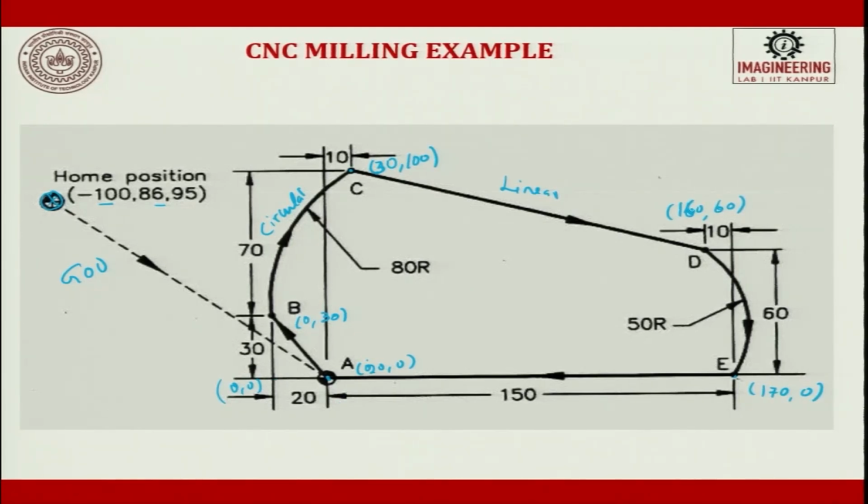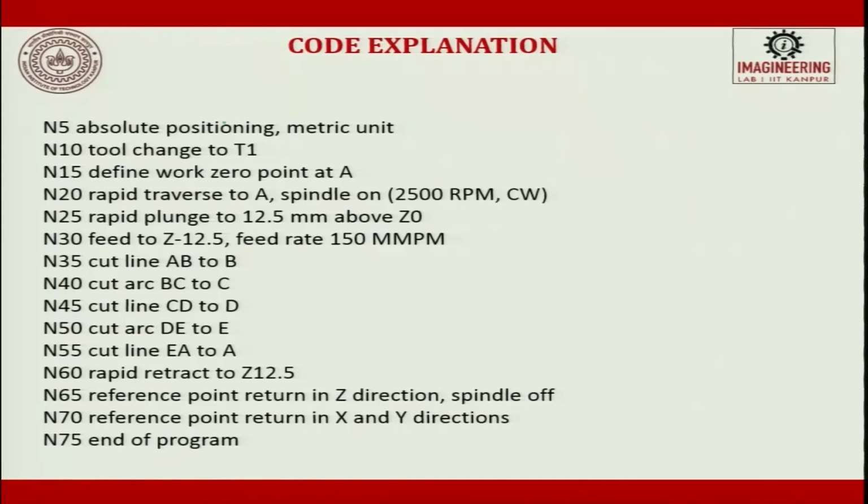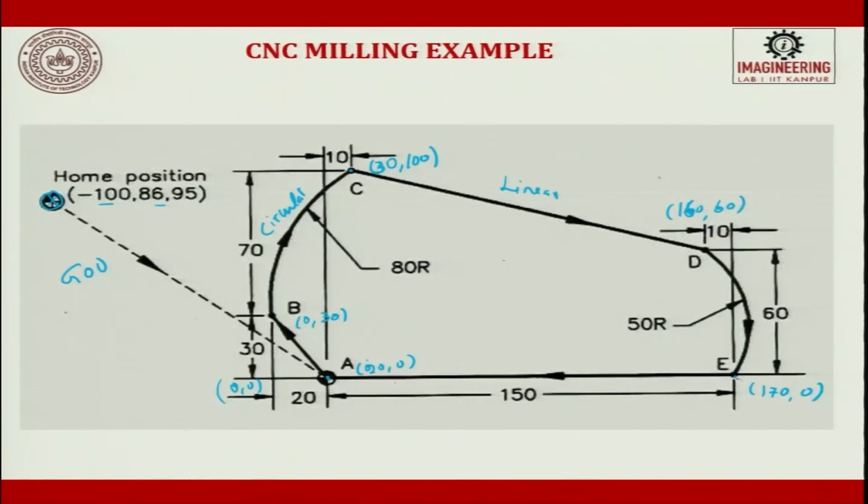So, let us see the sequence of operations. For this part you will write the program and you will submit. When we look at the sequence, N5 is absolute position, so G90 and metric units have to be used. Next is call for tool 1, then define work 0 at a point A. If you want to define the point at A, you can make this 0 0, or you can make this point 0 0.